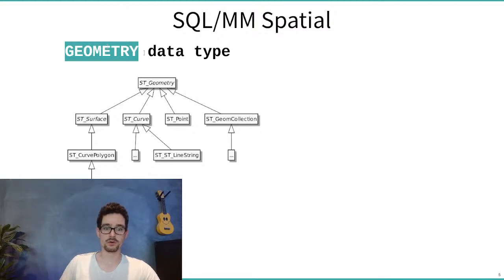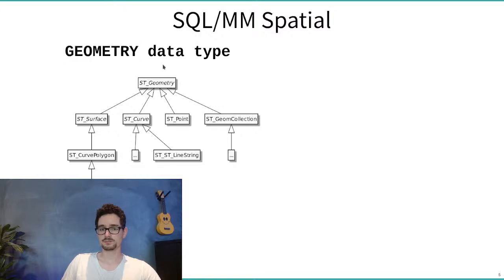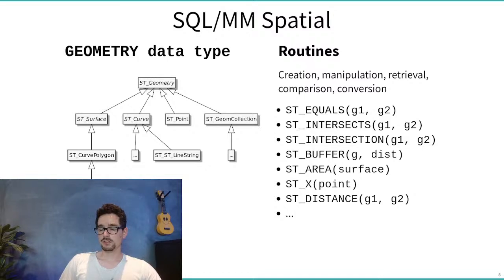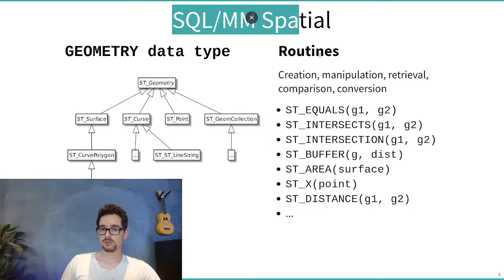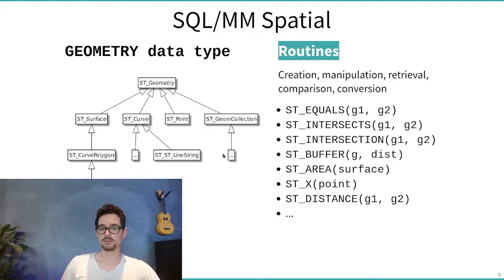Geometry is used for geometric objects in general, for surfaces, curves, points, collection of multiple points, curves, surfaces, and so on. Curve polygon, polygons, line strings, and so on. And the SQL, we will take a look at these data types and subdata types in a minute. And the SQL spatial standard consists of routines to work with these objects.